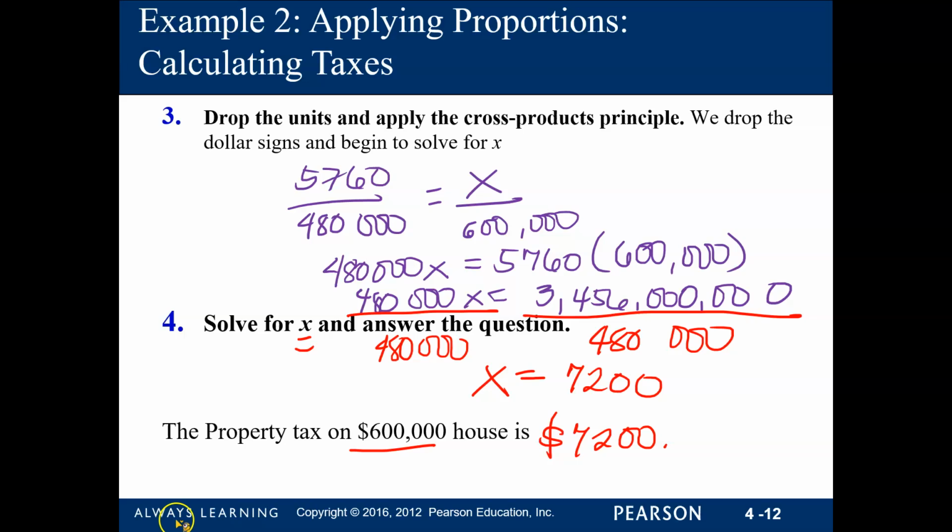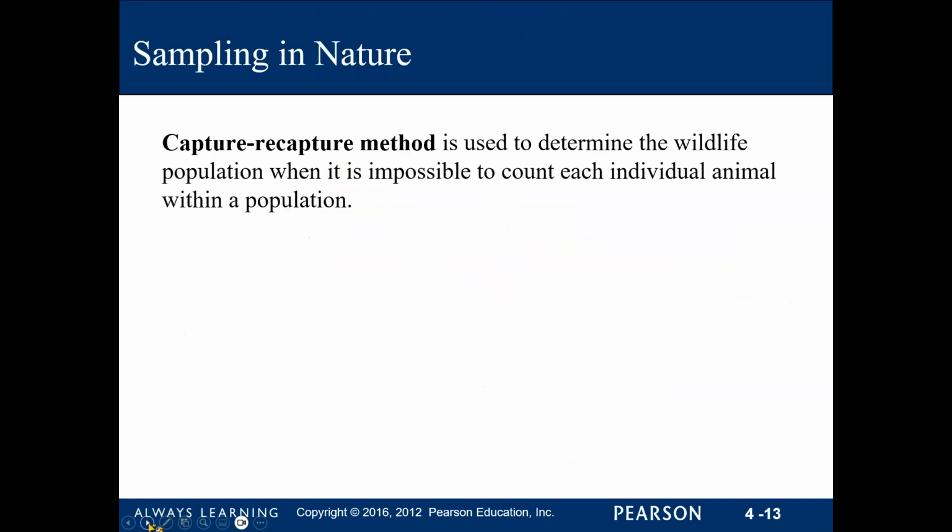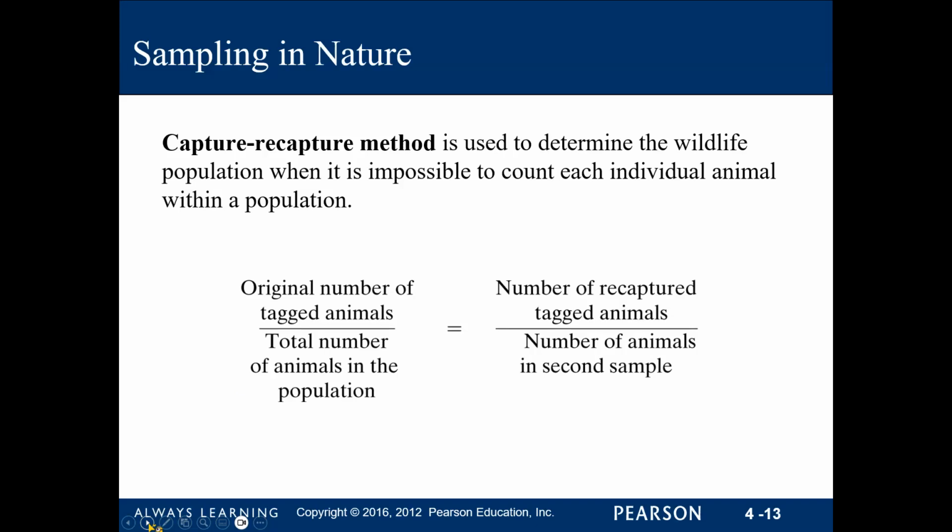All right, let's have a second example here. Same scenario, this time it's a sampling in nature. There is what we call the capture-recapture method, wherein the wildlife population can be determined based on the number of animals picked out, labeled or tagged, and that's the total number of the population of the animals. Then when you get a sample, you check the number of recaptured animals, and compare it with the population.